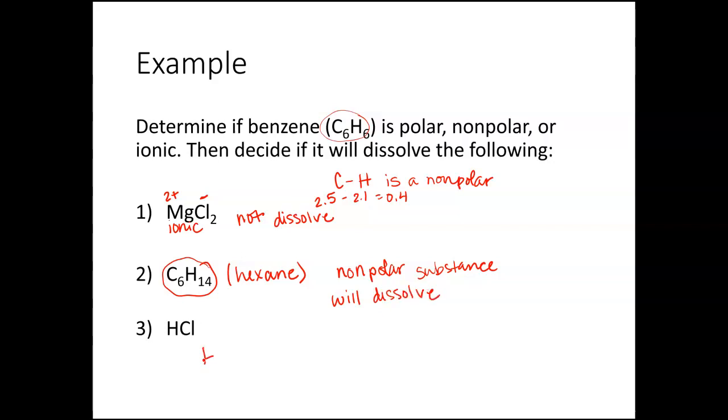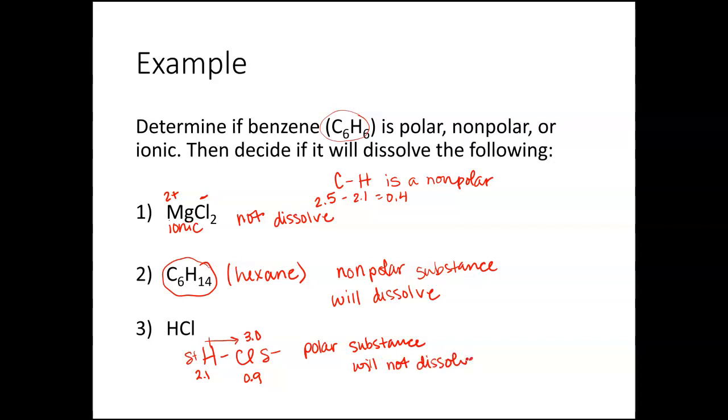Finally, we have HCl. H and Cl, and I think chlorine's Pauling number is 3 and hydrogen's is 2.1. And so we get a 0.9. Chlorine is much more electronegative than hydrogen, and so it's going to have that dipole. It's going to have a partial negative and a partial positive, and since we have a pole, just like a battery, then that would make this polar. And so since HCl is a polar substance, that means that it will not dissolve.